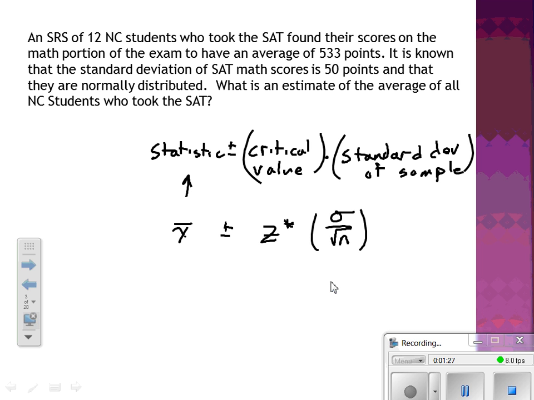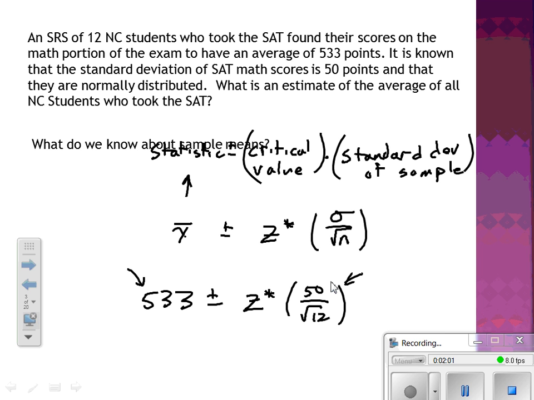So we know that the average for those 12 students was 533 plus or minus the z star value. And we know that sigma is 50 over the square root of n, which is 12. So the only thing that's going to change is we would do a problem like this. We're just using a different value here and a different standard error, but the z stars remain the same so far. In this problem, we weren't given a confidence level, but just to get the ball rolling on what it should look like.